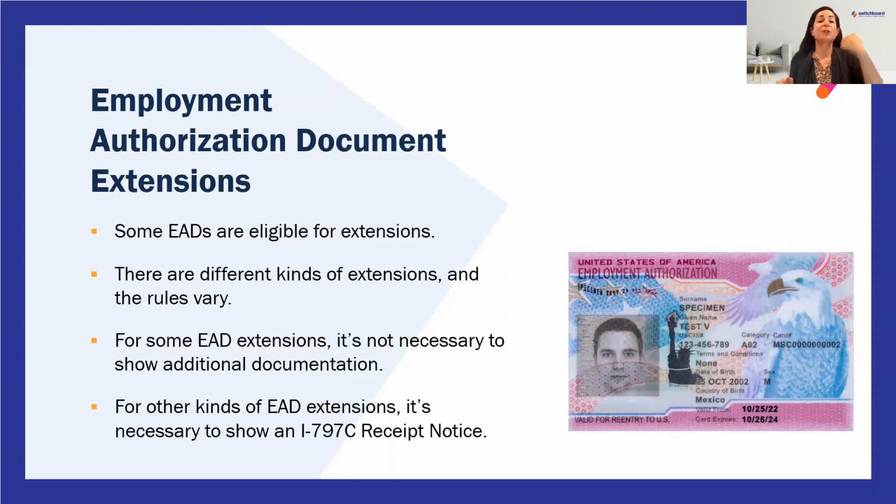And so they might also be eligible for the extension that comes with the letter. So they show the EAD and the letter together, which means that they might have two extensions that are happening at the same time. And that's okay. You can call us if you have any questions. Next slide.